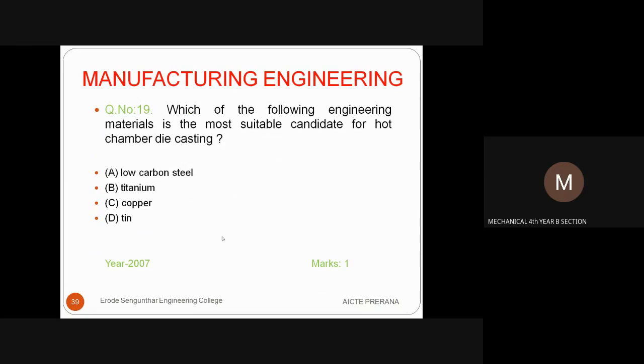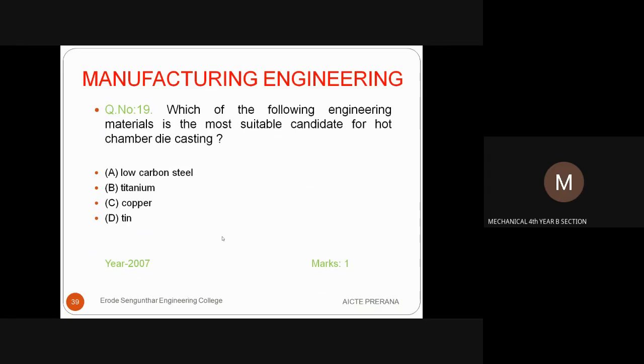So the next question is question number 19. Which of the following engineering materials is the most suitable candidate for hot chamber die casting? You know very well about hot chamber and cold chamber die casting. The options are: option A, low carbon steel; option B, titanium; option C, copper; and finally option D, tin.